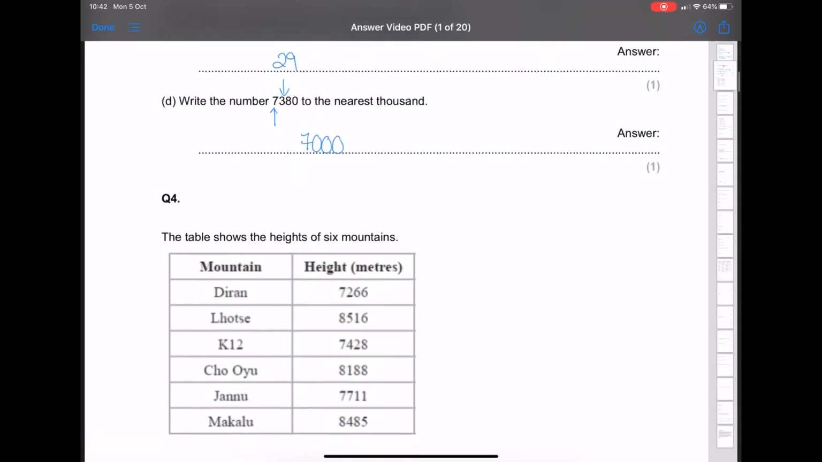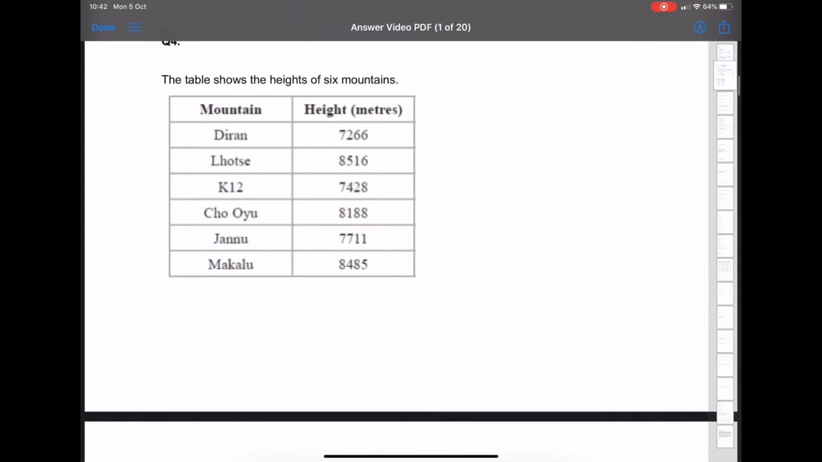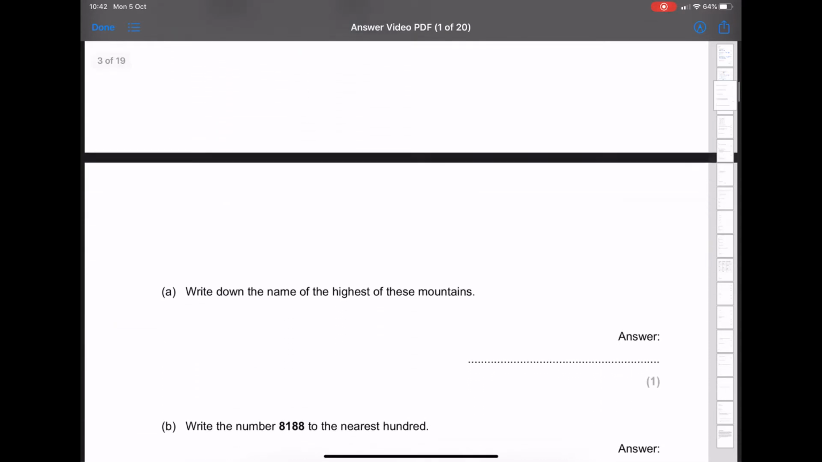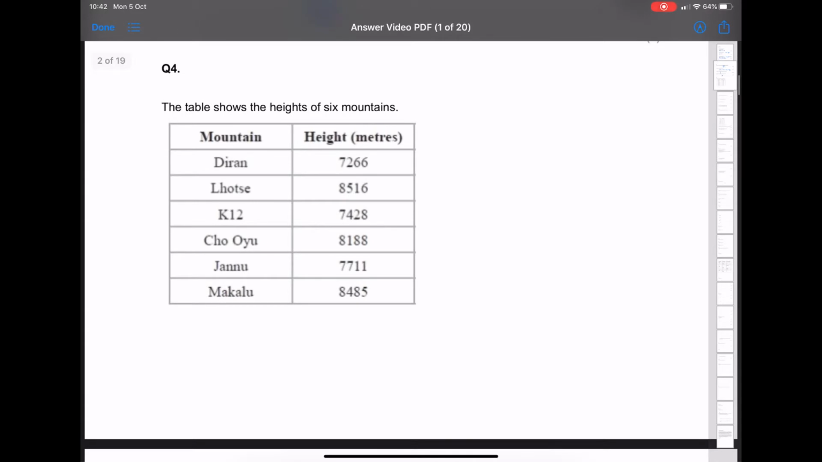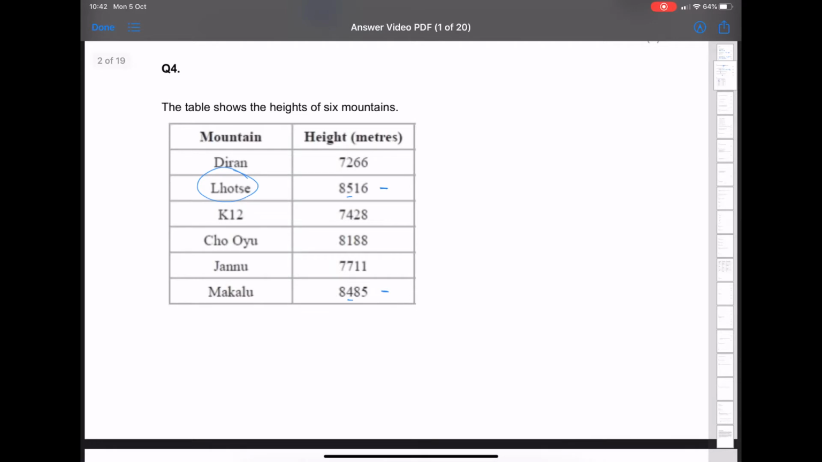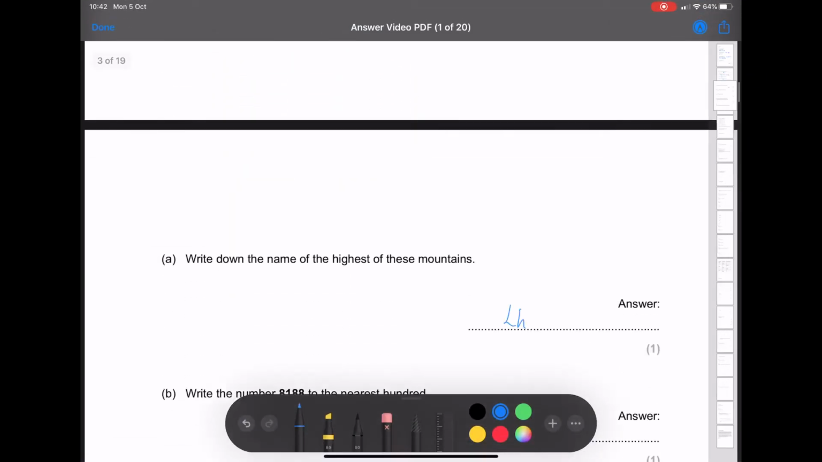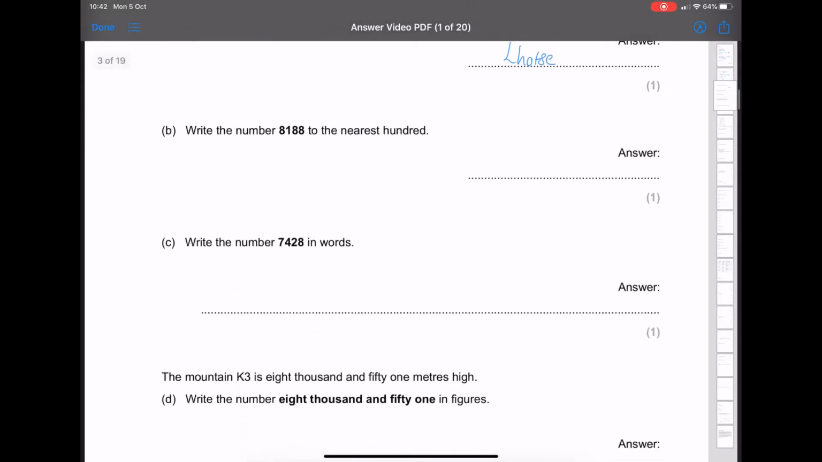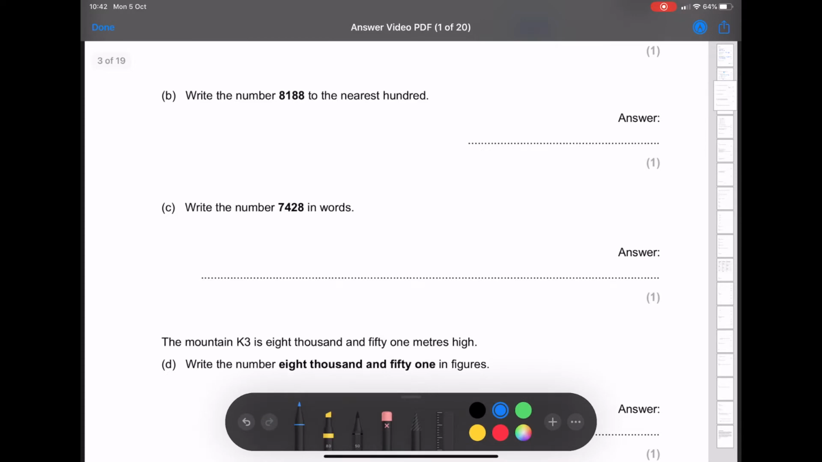Okay, so the next question says that the table shows the heights of 6 mountains. Write down the name of the highest of these mountains. Some people did put this one, but it's actually this one. Look, 8,500, 8,400. So I don't know how to pronounce that, but that's your answer. Lhotse. Okay, that's your answer. Then it says, write the number 8,188 to the nearest 100. Well, because this is an 8, we'd have to round that up to 8,200.